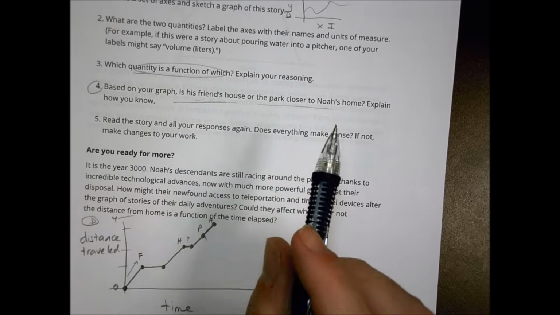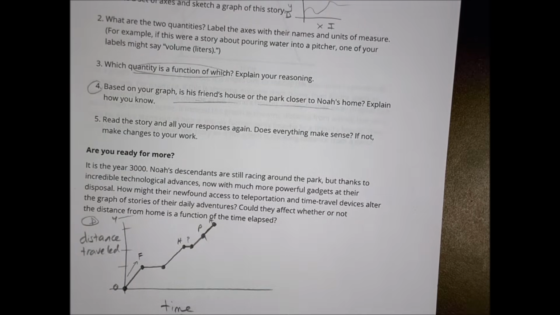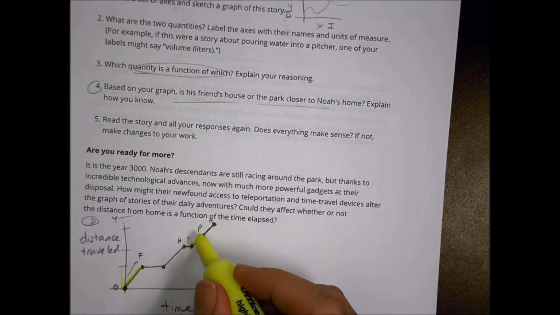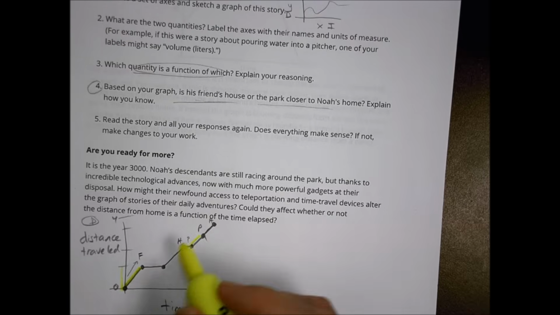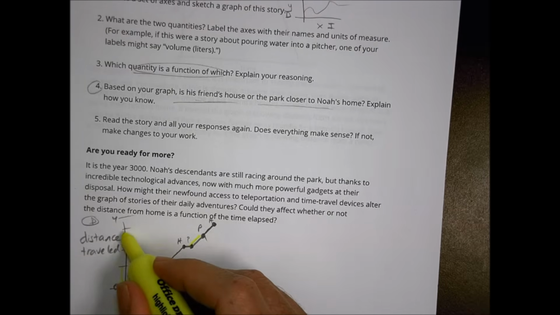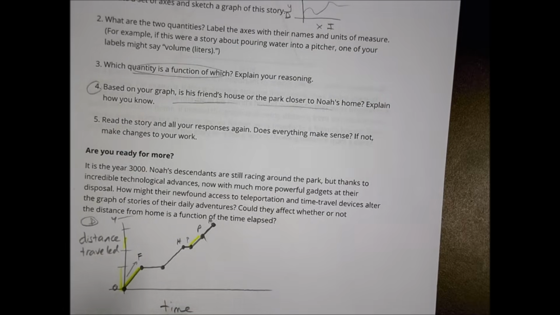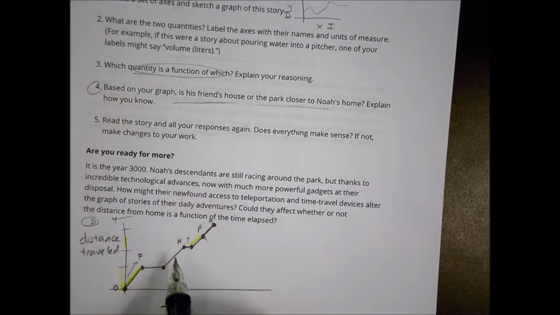To figure that out, you'd have to look at your graph and decide which one had the greater distance. Here, to go from my friend's house to the home was that far, whatever distance that happens to be. And then here, to go from home to the park was that distance, which looks like a little bit shorter amount of space. So based upon my graph, the friend's house was further away than the park. Is that right, wrong? It's up to you. You just have to be able to explain that.